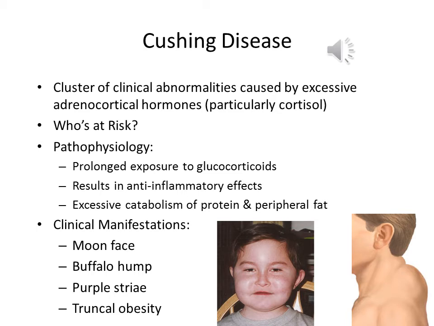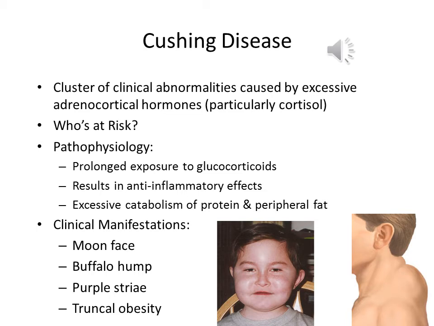Basically, the pathophysiology behind Cushing's disease is that you have excess circulating ACTH. Cortisol excess results in anti-inflammatory effects and excessive catabolism of protein and peripheral fat to support hepatic glucose production. There's no normal secretion of ACTH and cortisol. No longer able to increase cortisol secretion in response to a stressor.